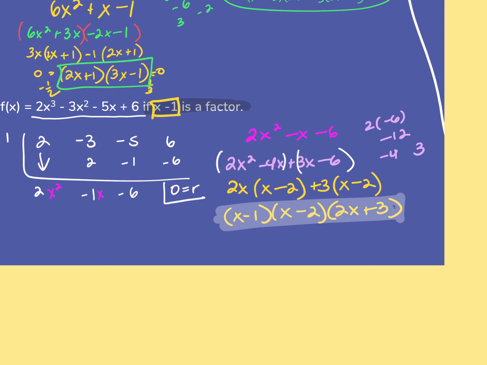Yep. So the zeros include the variable. Right. If it says the words remaining zeros, then you only need what you find. If it says all the zeros or factored completely or anything like that, you're including all of them.